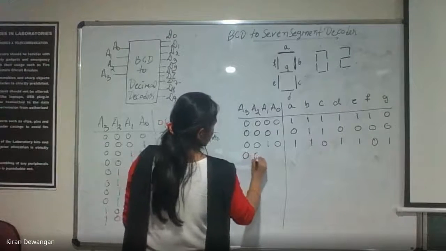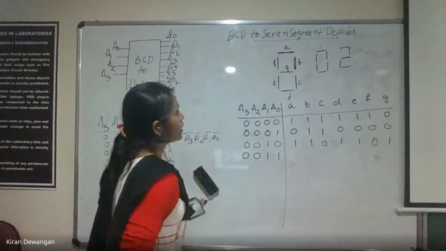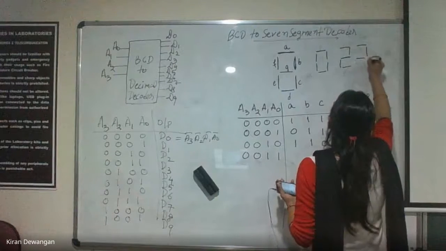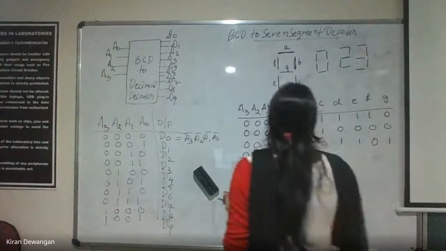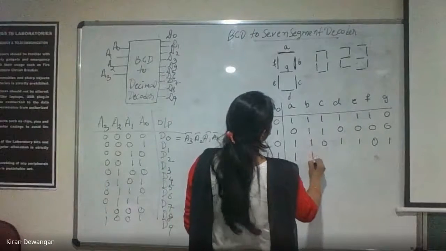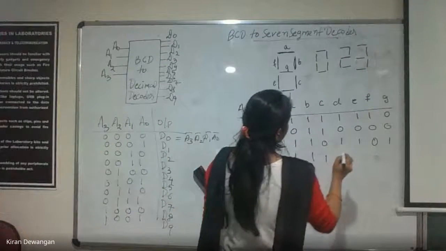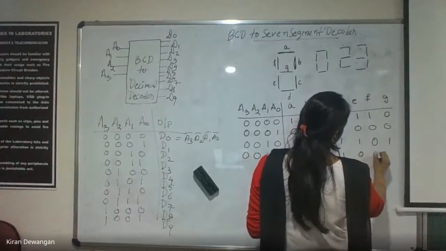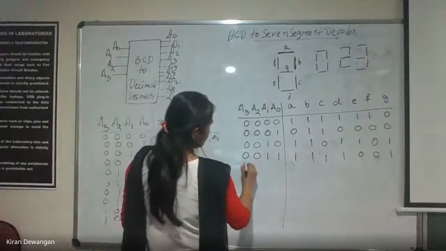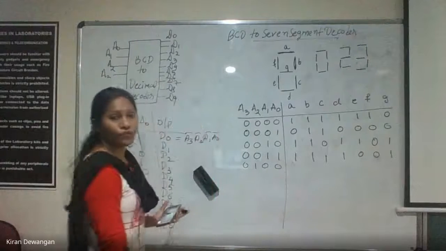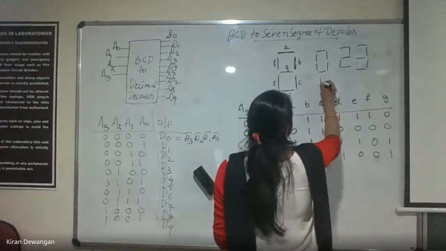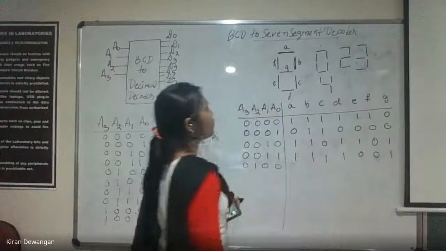For 3, 0, 0, 1 and 1, it is A, B, G, C and D. It will look like this, right? So it will be A, B, C, D, E, F as 1, 1, 1, 1, 0, 0. G will go high. For 0, 1, 0, 0. For 4, what will go high? 4 is just this. This is 4.